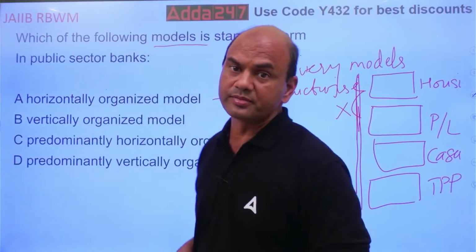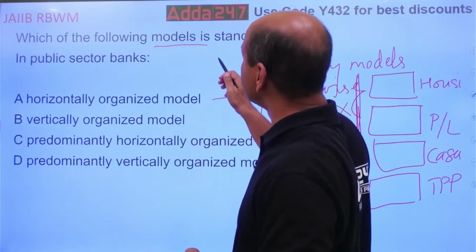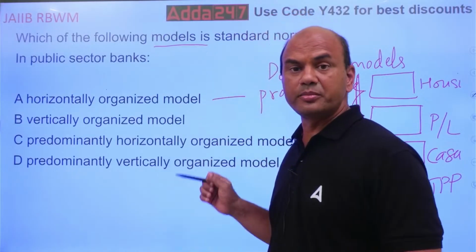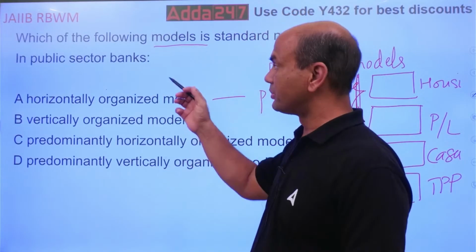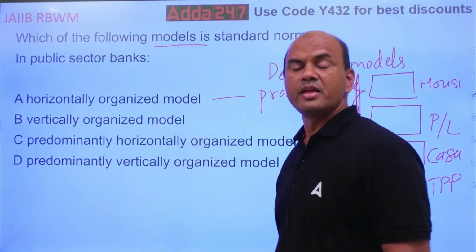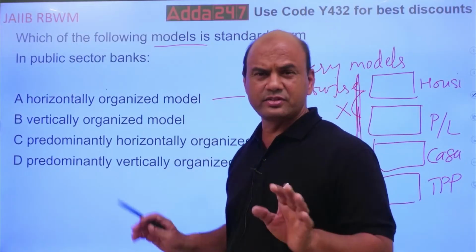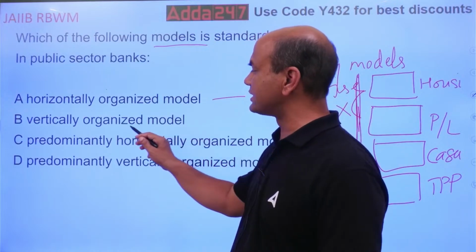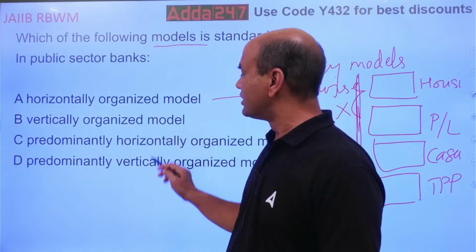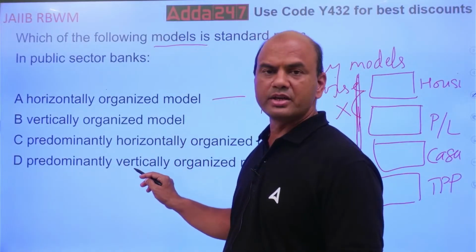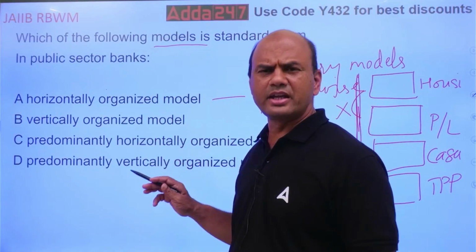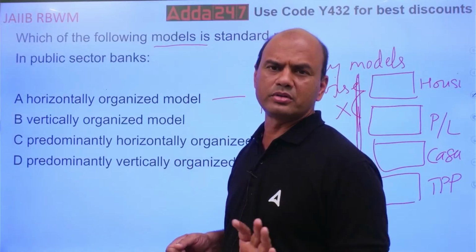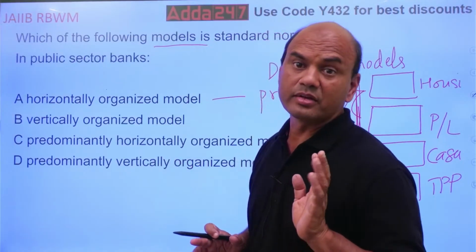Now the question is different. Which of the following models is the standard form in nationalized banks, public sector banks? Actually, nowadays even nationalized banks are going for this PV, predominantly vertical model, meaning 80% of the data is common. But that is the actual answer.